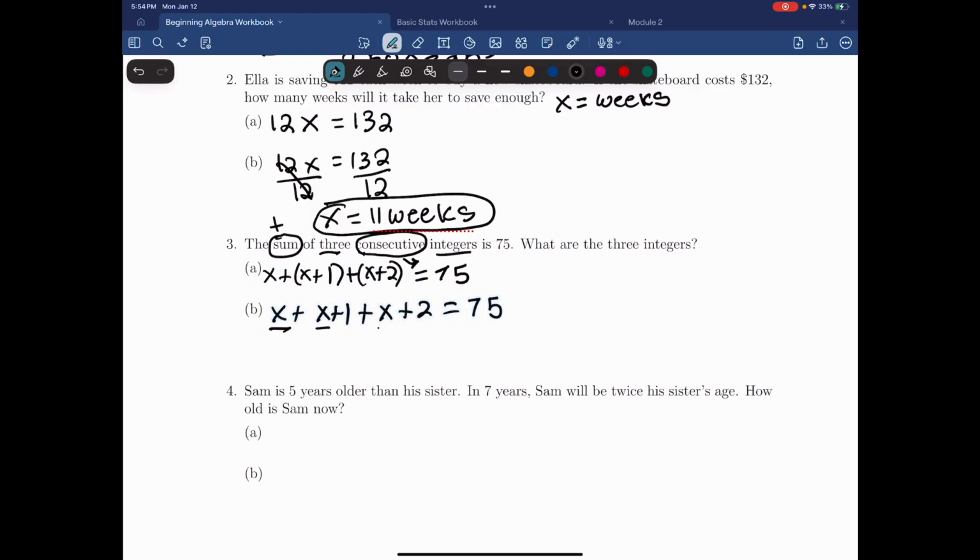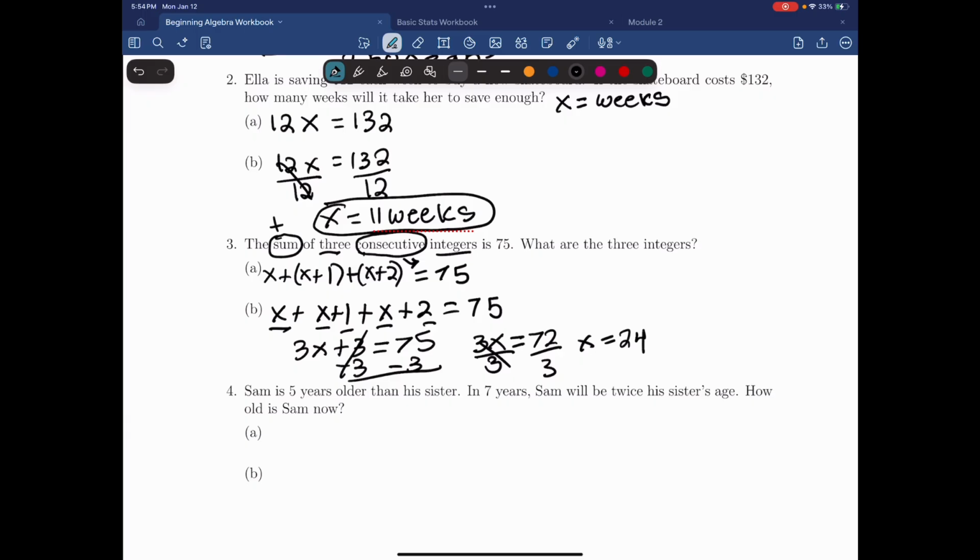So we have 3 x's and we have a 1 and a 2. So I'm going to combine the 3 x's, x plus x plus x, that's 3x. And then we have 1 plus 2, which is 3. That's equal to 75. Solving for x, I'm going to subtract 3 on both sides, and we get 3x equals 72. To solve for x, I'm going to divide by 3 on both sides. 72 divided by 3 equals 24.